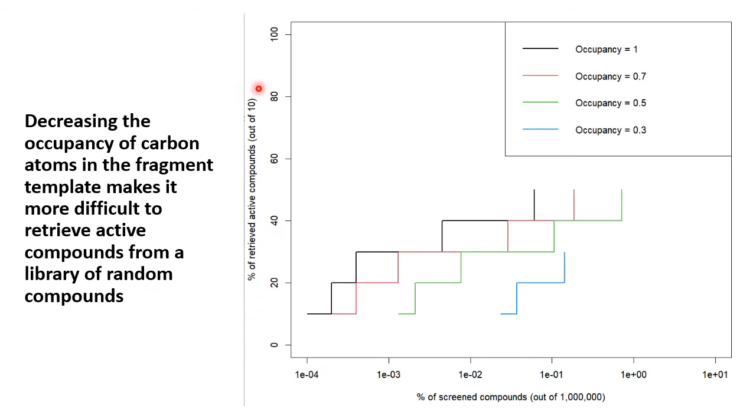This is because decreasing the occupancy of carbon atoms causes the active ligands to be ranked lower down compared to random ligands in terms of normalized RIDE score, making it more difficult to retrieve active compounds from a library of random compounds.